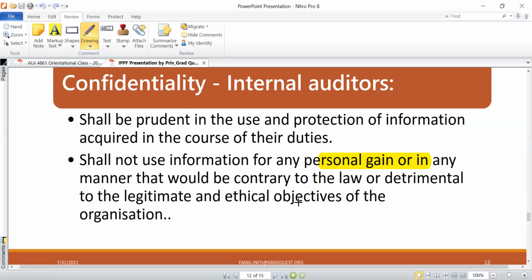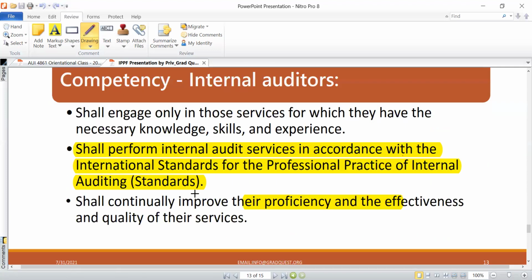Then lastly, but not least, is the competency principle. It has 3 important rules of conduct of note. The first one is that we shall engage only in those services for which we have the necessary knowledge, experience, and skill levels. If you're not experienced or informed in a particular internal audit area, you should withdraw from performing responsibilities.